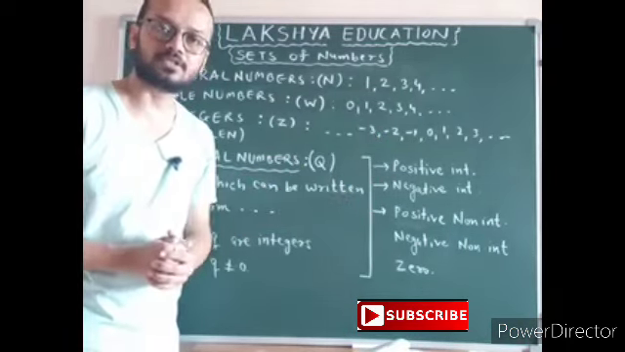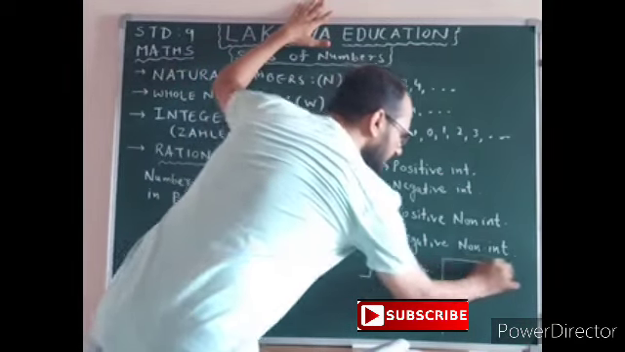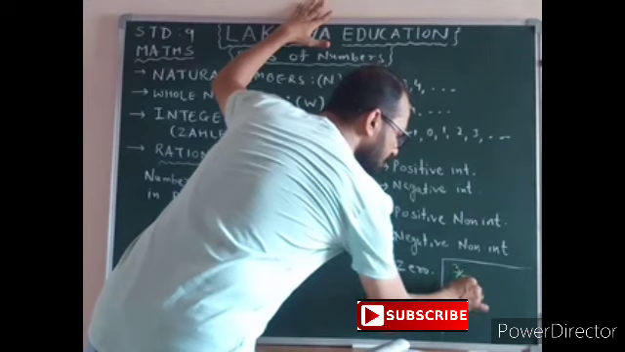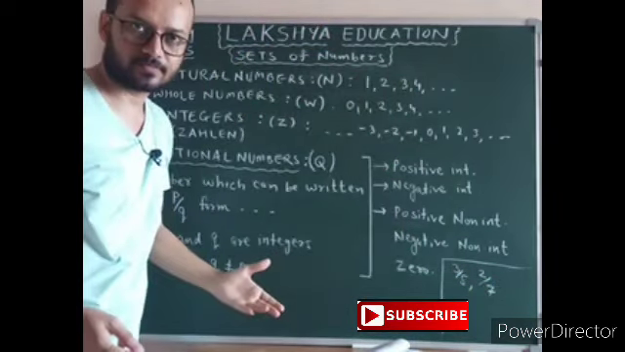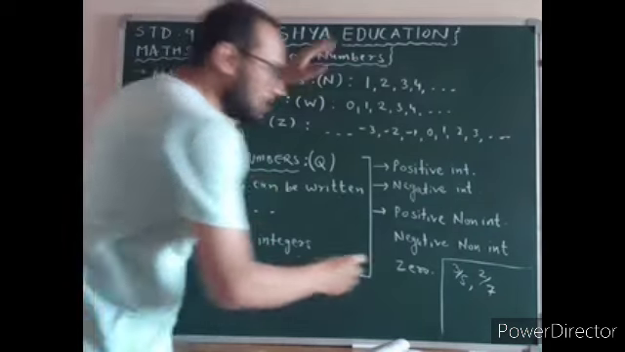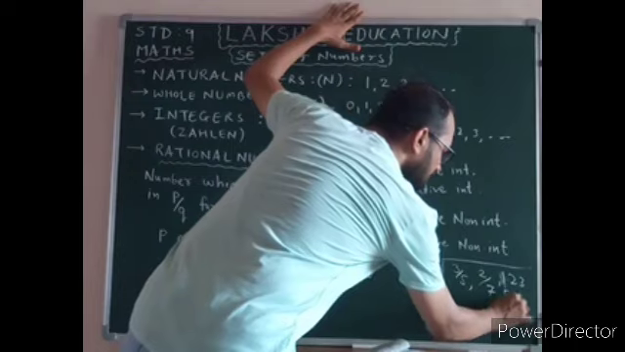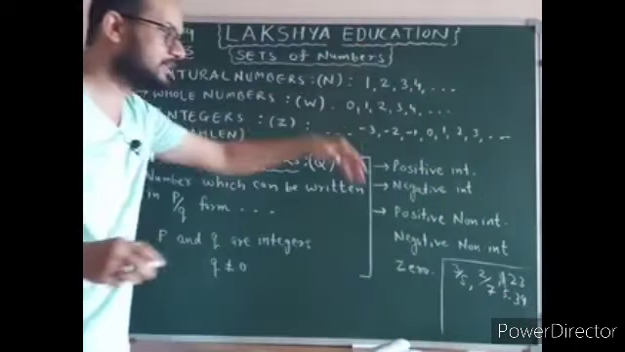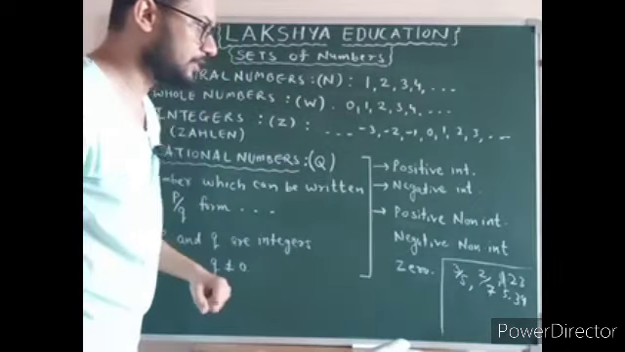Positive non-integers means fractions. You can include positive non-integers like 3 by 5, 2 by 7. These are simple fractions. You can include decimal fractions also, for example, 1.23, 5.39, etc. These are positive non-integers. You can also include negative non-integers.